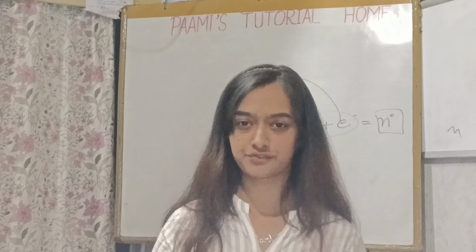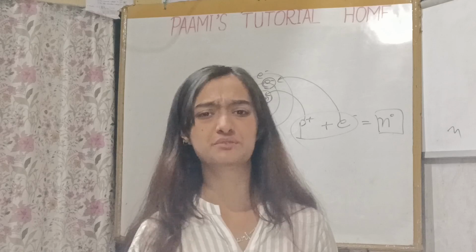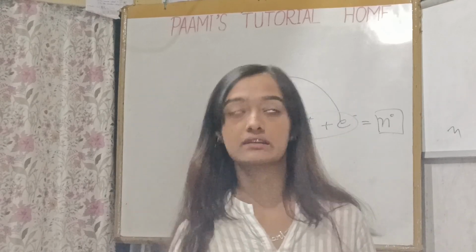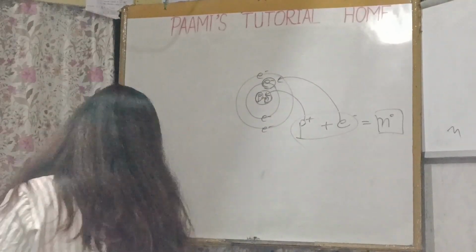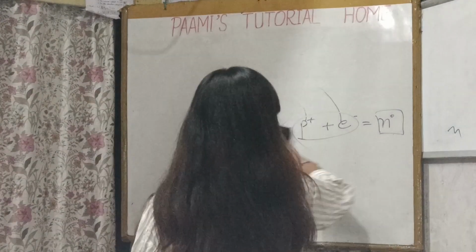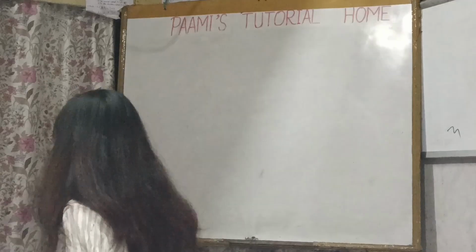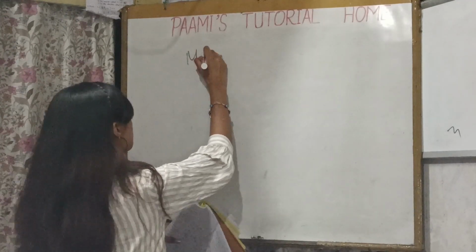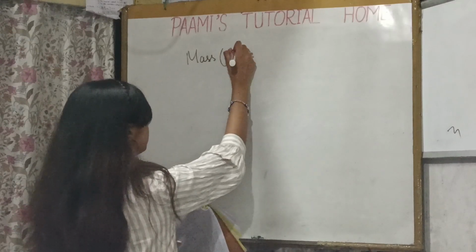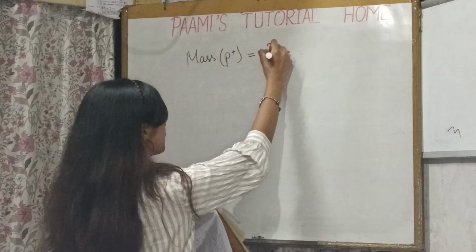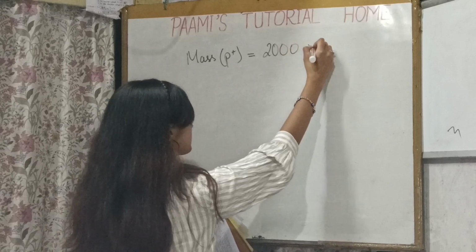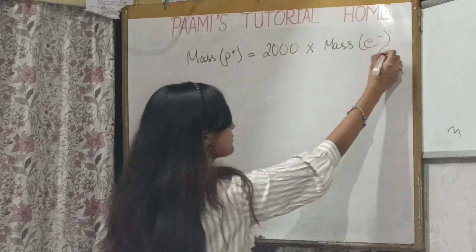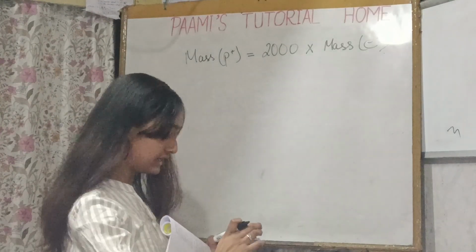The next: the mass of an electron is about 1 by 2000 times that of a proton. What is it? Tricky, right? Some of you will say it's false because of what you studied: only 2000. Where does this 1 by 2000 come from? Oh, okay, let's see. What did we study? We studied that the mass of a proton is 2000 times the mass of an electron. We studied this, okay?